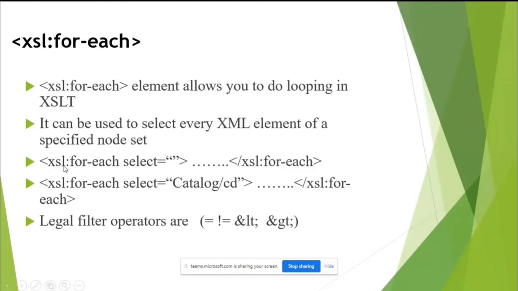So the syntax is XSL for each select. We will give an XPath here. Then it has a closing tag, /XSL colon for each. For example, they have given here XSL for each select student, or we can give, for that example, catalog/CD. So we have closed here. Then filter operators are used here. Some operators we also use in the XPath expressions: equal, not equal, less than and greater than.